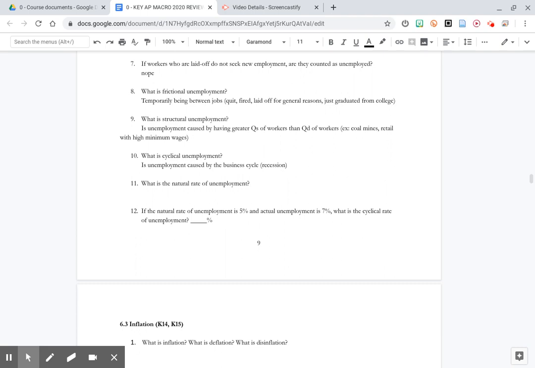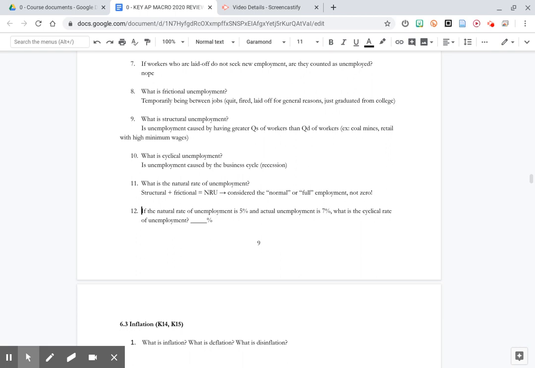So the natural rate is structural plus frictional, and that's equal to the natural rate. It's considered the normal or full employment level. And an important observation is that it's not zero, right? Not zero. It's normal to have a little bit of unemployment in the economy.